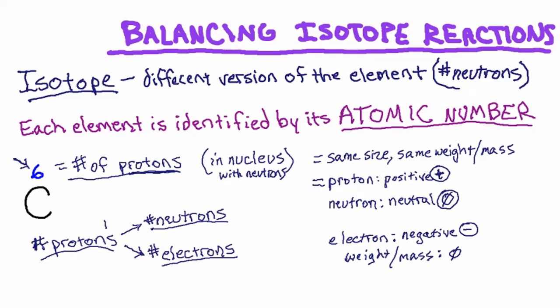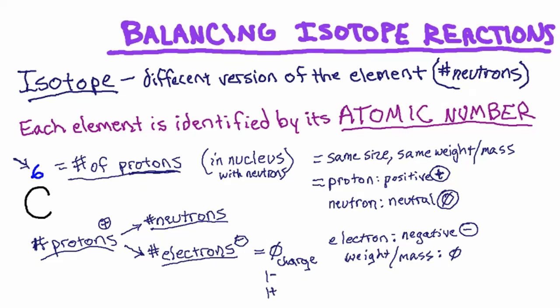So if protons are positive and electrons are negative, then you have to have an equal number of both protons and electrons to have a 0 charge. Because if we had one more electron than we had protons, then it would be a 1 negative charge. If we had 1 less electron than we have protons, it would be a 1 positive charge.